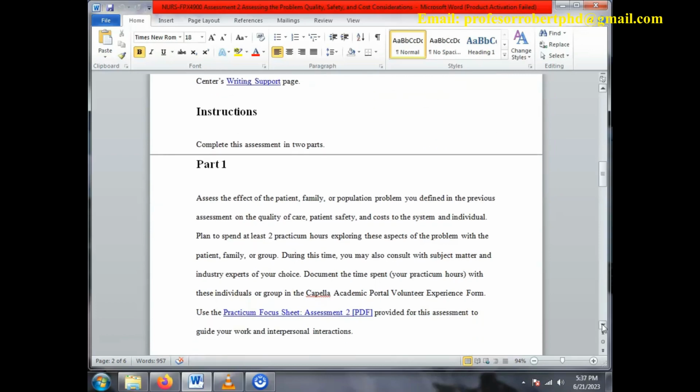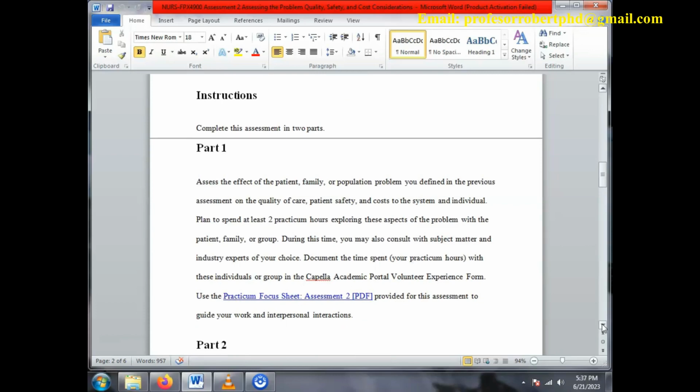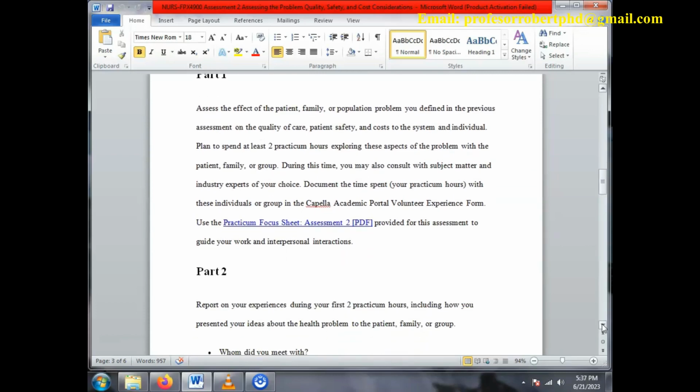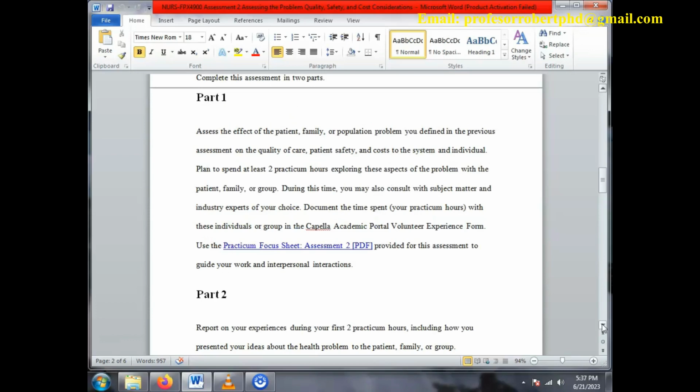Instructions. Complete this assessment in 2 parts. Part 1. Assess the effect of the patient, family, or population problem you defined in the previous assessment on the quality of care, patient safety, and costs to the system and individual. Plan to spend at least 2 practicum hours exploring these aspects of the problem with the patient, family, or group. During this time, you may also consult with subject matter and industry experts of your choice. Document the time spent, your practicum hours, with these individuals or group in the Capella Academic Portal Volunteer Experience form. Use the practicum focus sheet, Assessment 2 PDF provided for this assessment to guide your work and interpersonal interactions.